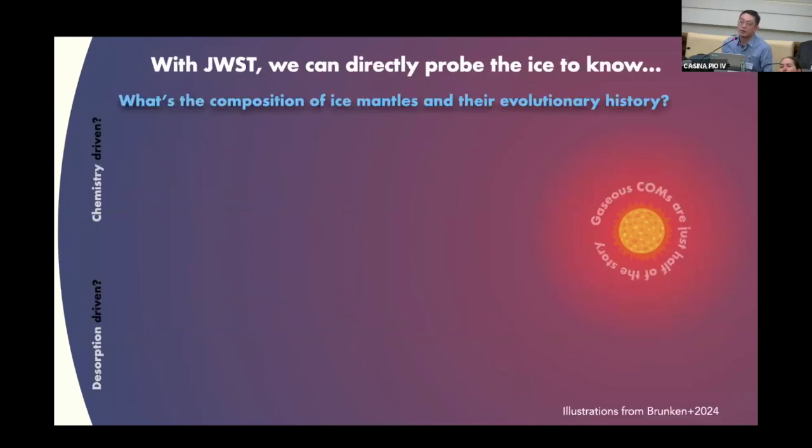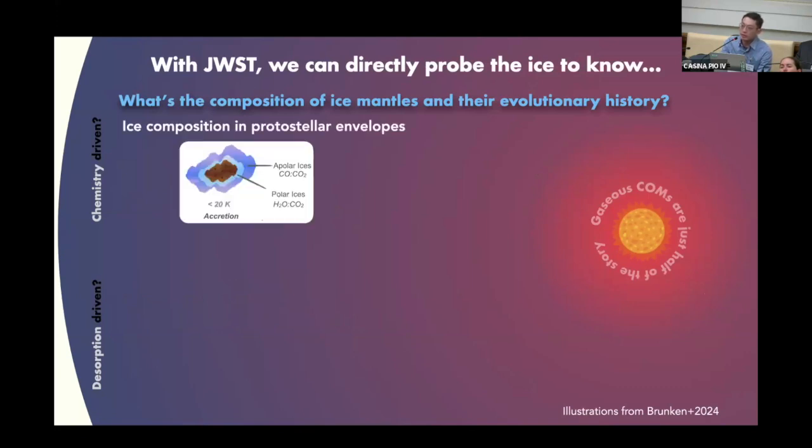And our argument is that with JWST, we finally can directly address these two broad scenarios by directly observing the ice. On the chemistry-driven scenarios, as Melissa already showed some examples, we can really figure out what the composition of the ice in the protostellar envelope is, and we can even connect that to the early cloud phase.